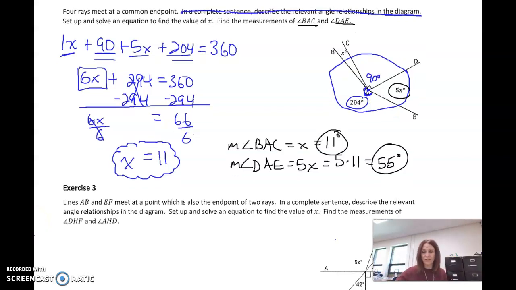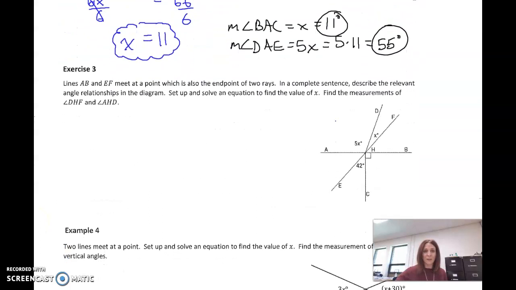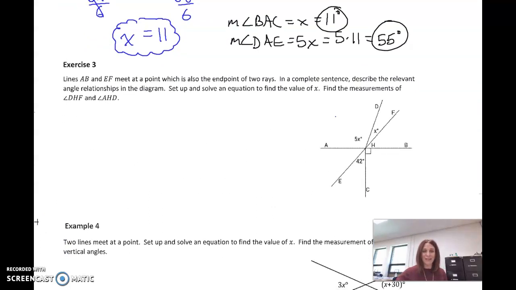All right, let's look at another example. Okay, lines AB and EF meet at a point. AB and EF meet at a point. Well, AB, EF, you know what? They meet right there. Okay, skipping this part. Set up and solve an equation to find the value of x.